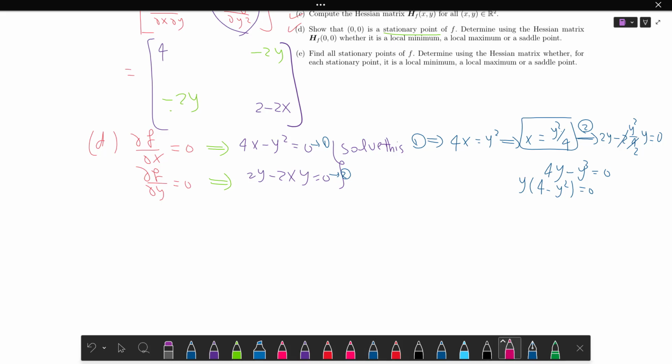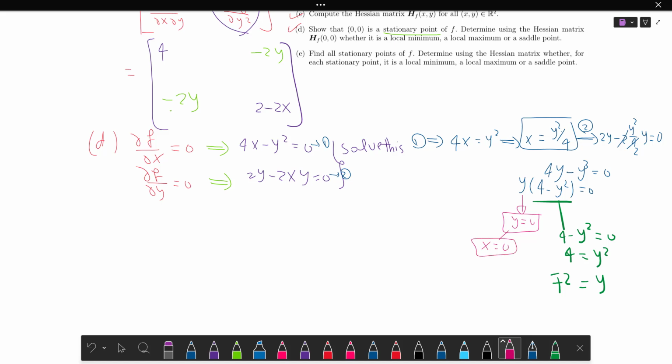Now, this one gives you what? y equal to what? 0. This one gives you what? 4 minus y squared equal to 0. It means 4 equals y squared. It means y equals plus or minus what? 2, right? So what are your points? How many points do you have? 3. If y is 0, x equals what? x equals 0.